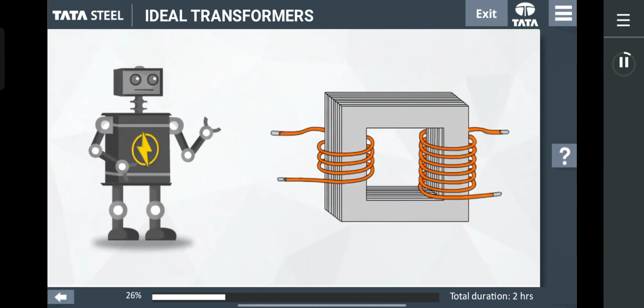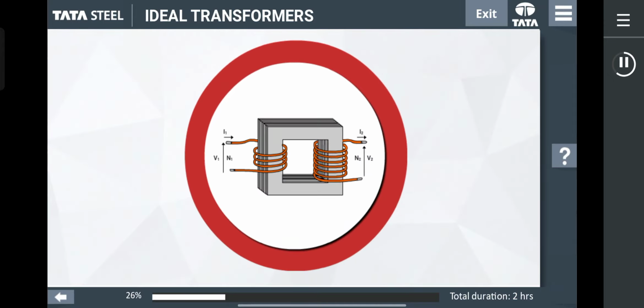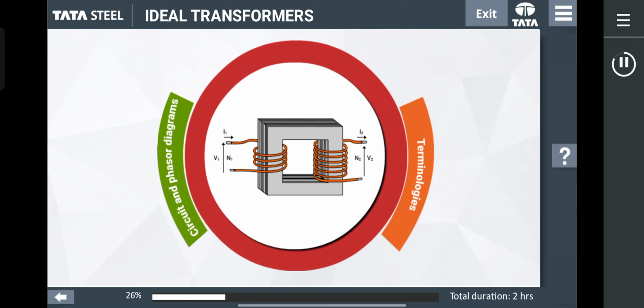In this section of this module, we will learn about the ideal transformers. An ideal transformer is an imaginary transformer which does not have any loss in it. For better understanding, we have divided it in two following parts: terminologies, circuit and phasor diagrams. Click each to learn more.